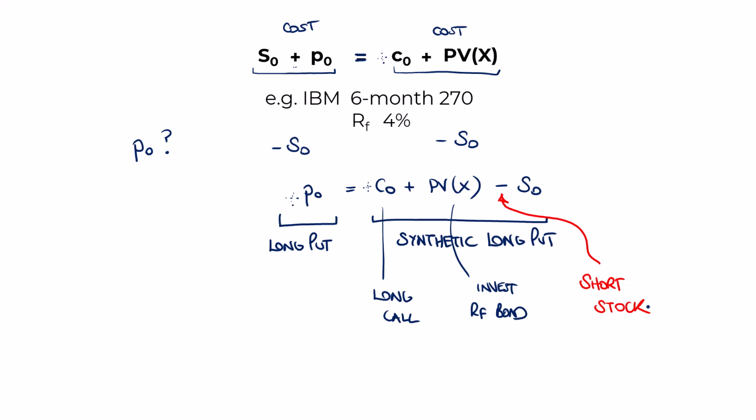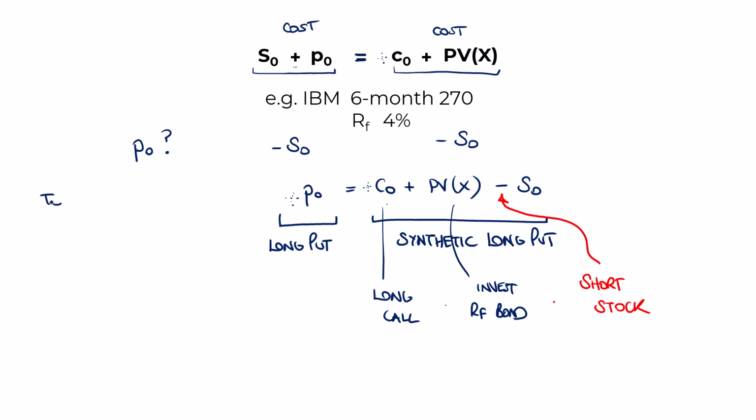If you short the stock, invest in the bond, and go long on a call, you will get the same payoff as a long put. It is a synthetic long put. These three together replicate the long put. Now, we've got a couple of numbers in here. Let's just play around and see if we can calculate one of these.